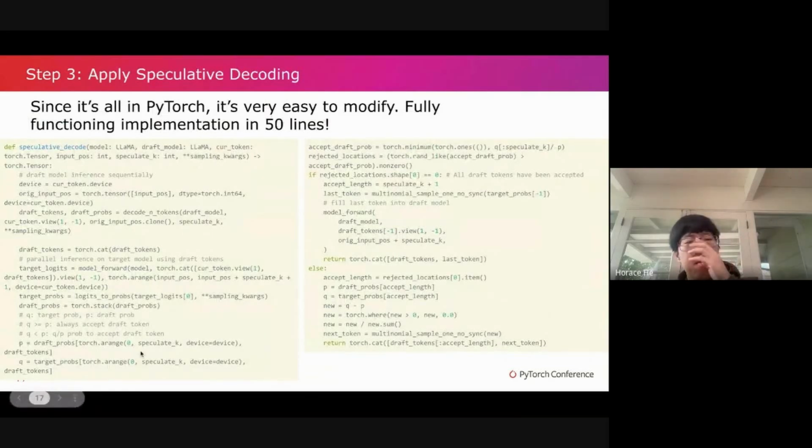Yeah, and so one of the benefits of GPT-Fast is that since it's basically all in PyTorch and all in Python, it's very easy to modify and implement new optimizations like this. For example, here's a fully functioning implementation of speculative decoding in about 50 lines of Python. I don't expect you to read it now, but it's essentially just Python code in PyTorch. And so I think it's a lot easier to understand than if it were more opaque.